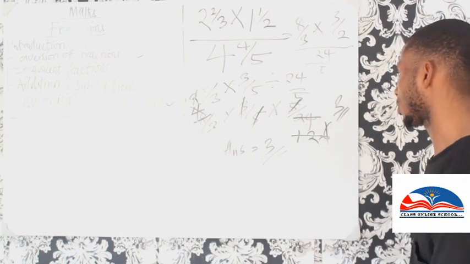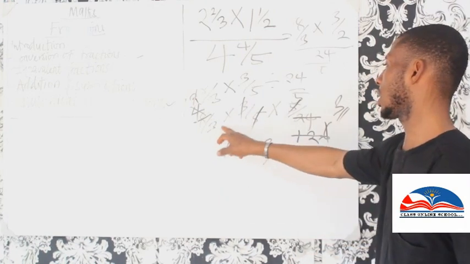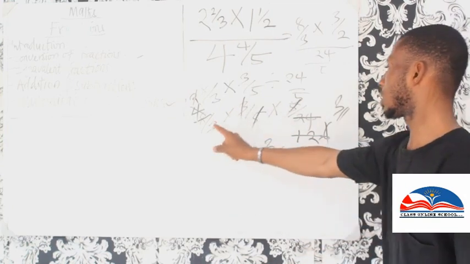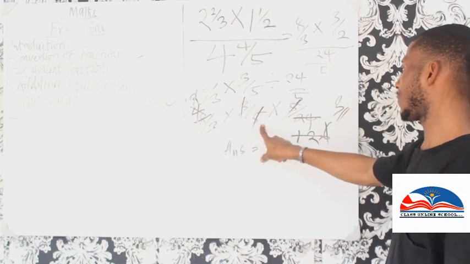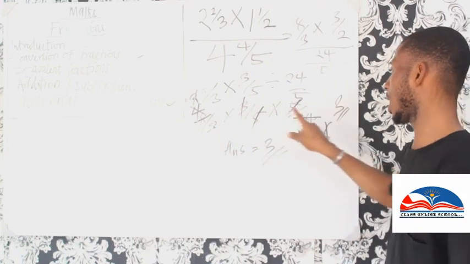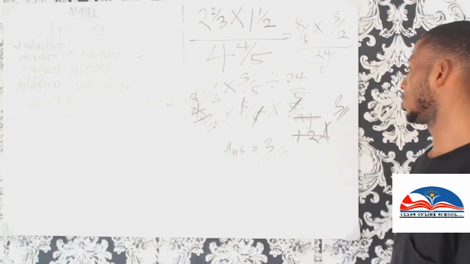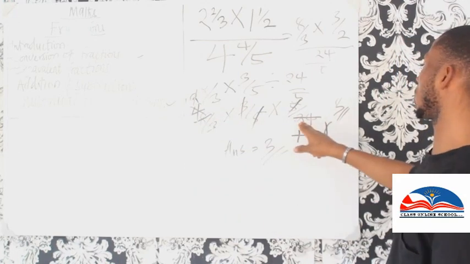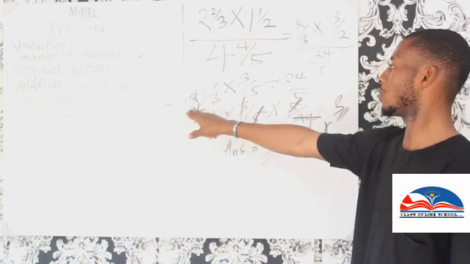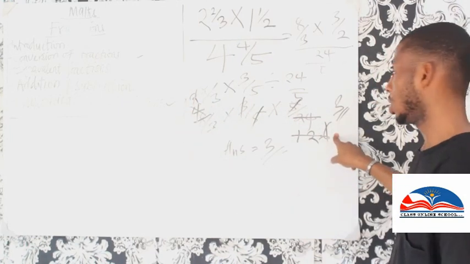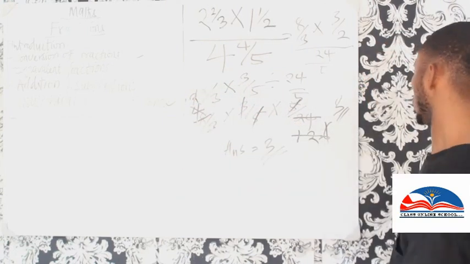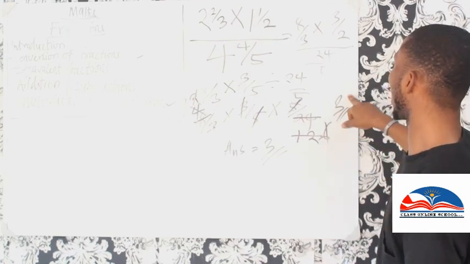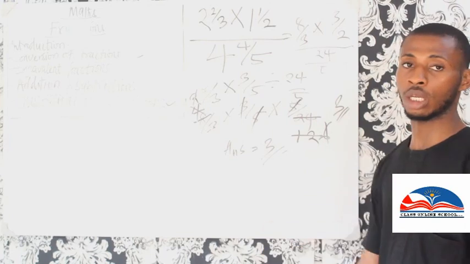Let me go over it again. 8/3 times 3/2 times 5/24. Now, 3 cancel 3. 5 cancel 5. Even 8 and 24, let us use 2. 2 into 8 give you 4. 2 into 24 give you 12. 2 into 4 give you 2. 2 into 12 give you 6. Now, 2 cancel itself. 2 into 6 give us 3. So, out of everything, what is left is just 3. So, 3 is your answer.